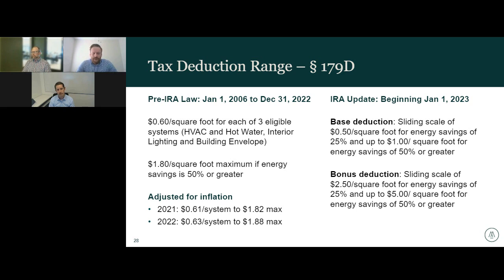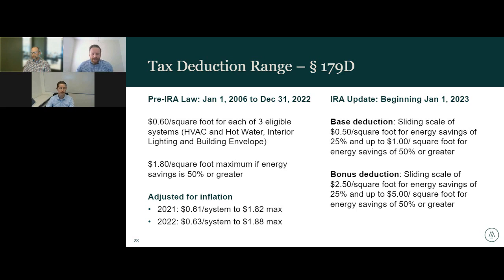Now, if you look in the case of the bonus deduction, those values are all multiplied by a factor of 5. And so we're going to discuss how to qualify for those bonus deduction ranges in a few slides. But obviously that new bonus deduction range represents a huge increase from the historic 179D amounts, even at the low end of the energy savings range of 25%.